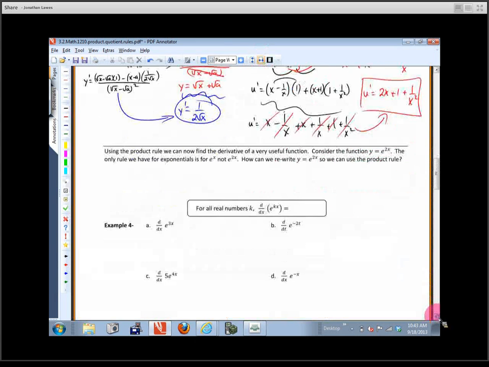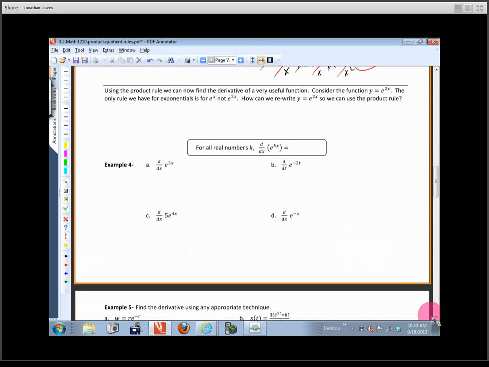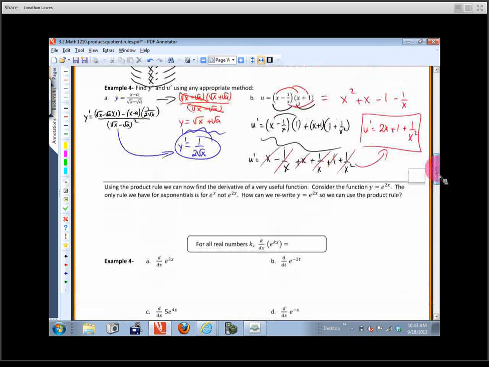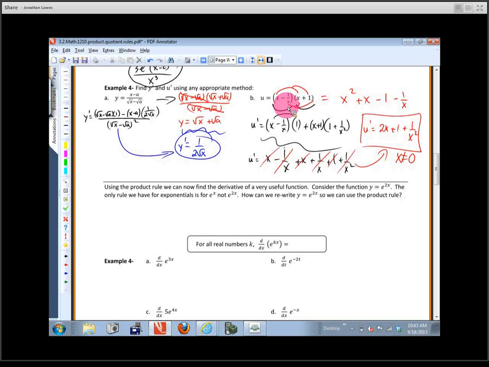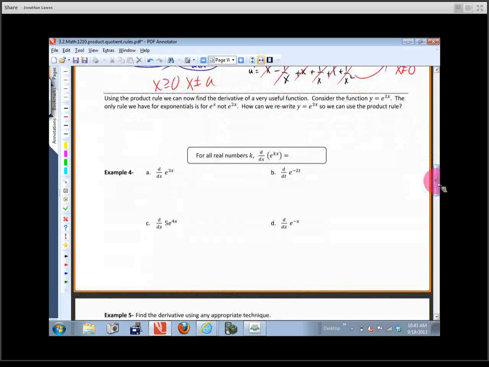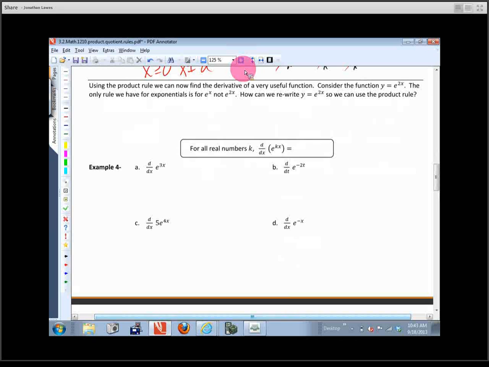Okay, any questions? Yeah. Yeah, it would be wise to keep track of what the domain issues were. If you couldn't plug in a 0 to begin with, you can't plug it in the end. And what would not be okay here? Oh, yeah, it's got to be greater than 0 and it can't equal a. Okay? So x has got to be greater than 0 and it can't equal a. All right. Okay, so we'll see if we can finish this right here.